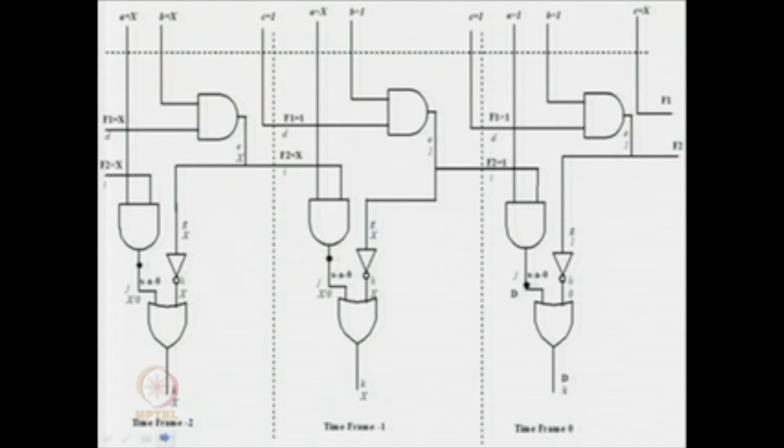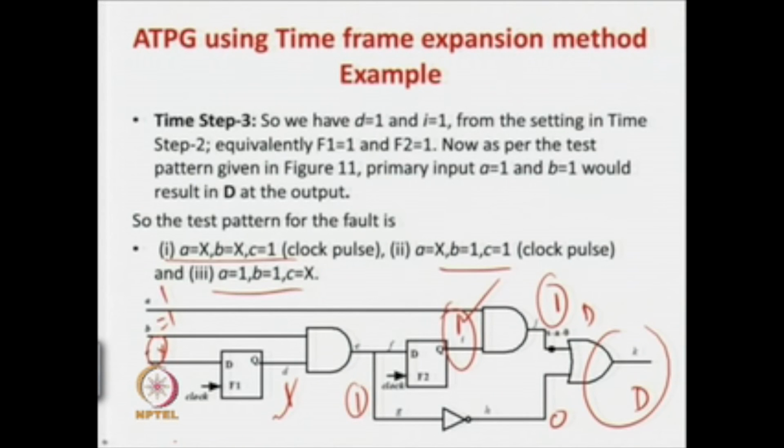So now, whatever we discussed, let us put it in the time frame method and see what we have done. This was your circuit, if you remember; this part of the circuit we have just drawn in a horizontal way.